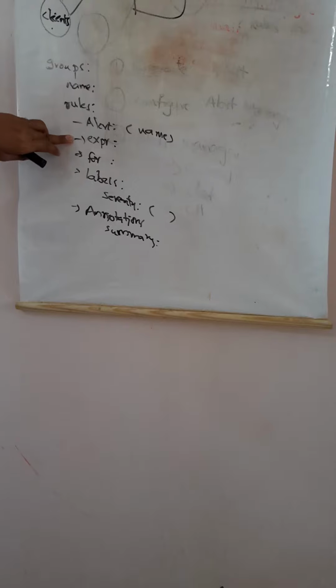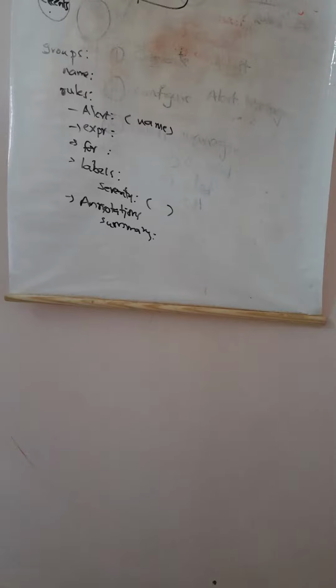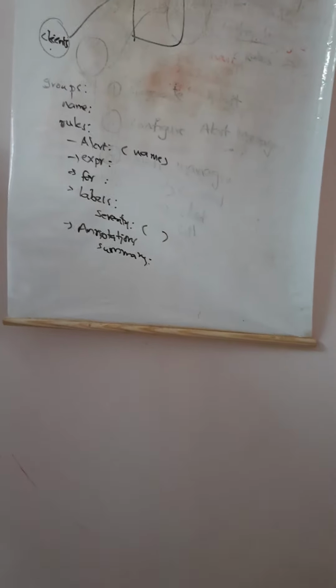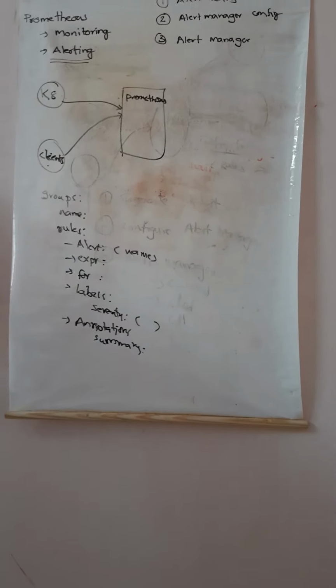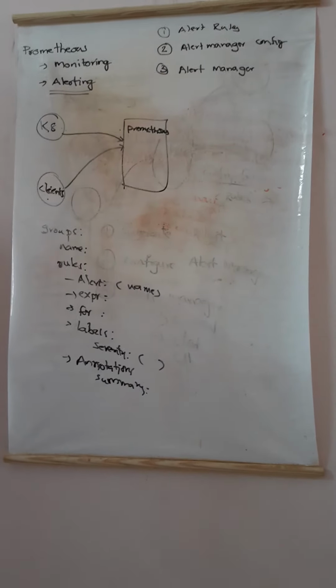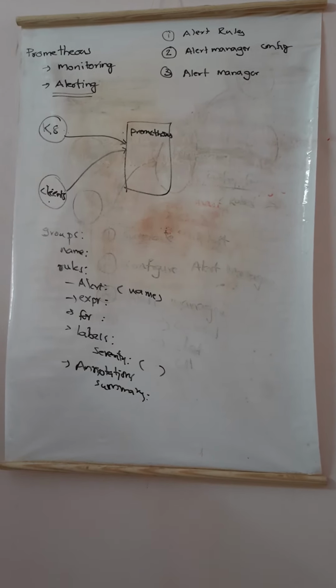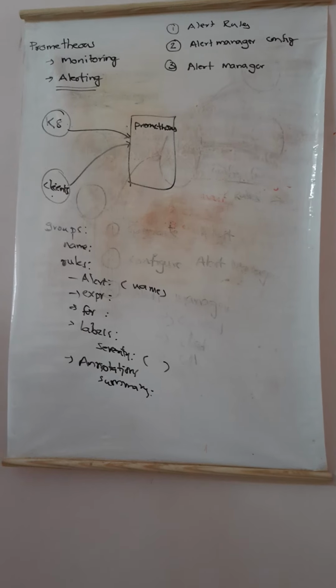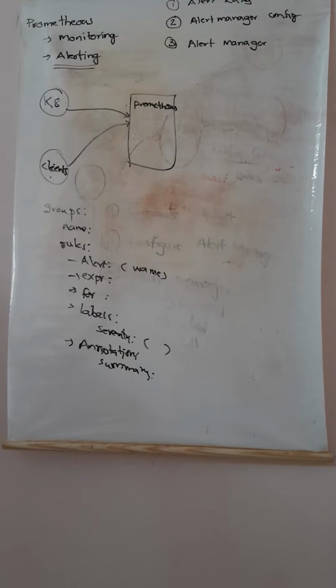So once this expression is satisfied, then the respective alert is generated by the Prometheus. So once the alert is generated, that alert can be sent to the alert manager. So alert manager is open source code on the Prometheus site which can be downloaded, and you can configure it for which servers you want to get the data from.